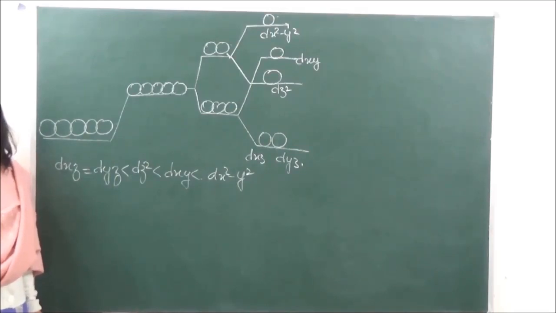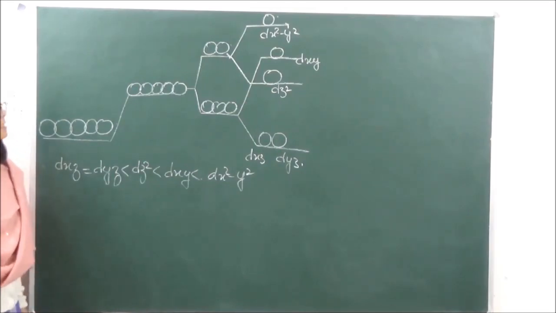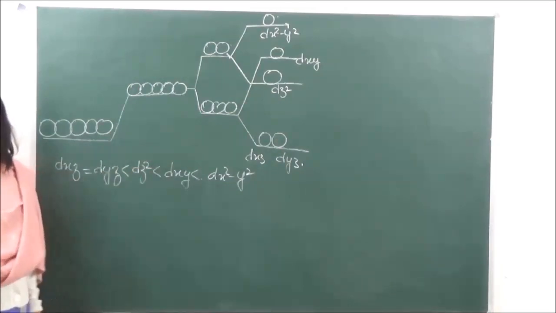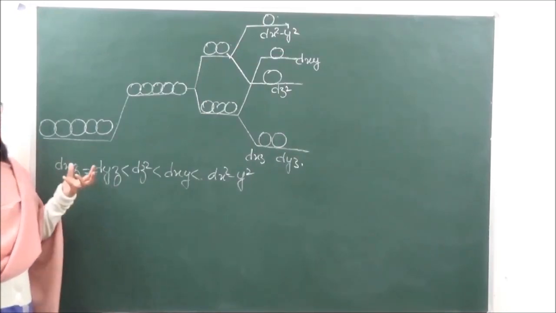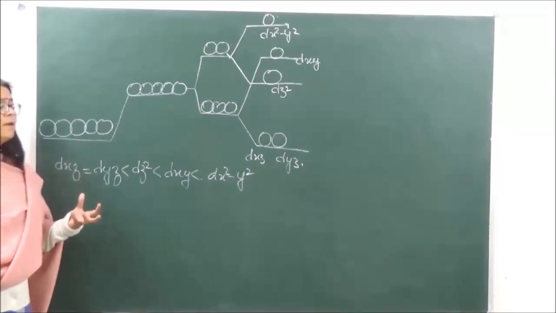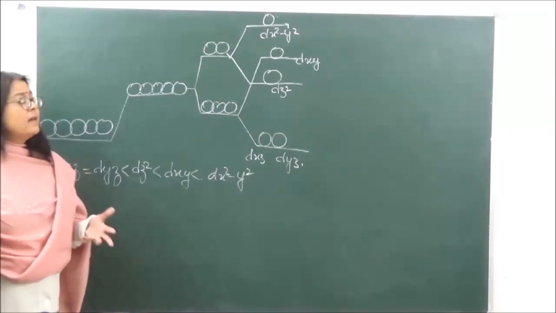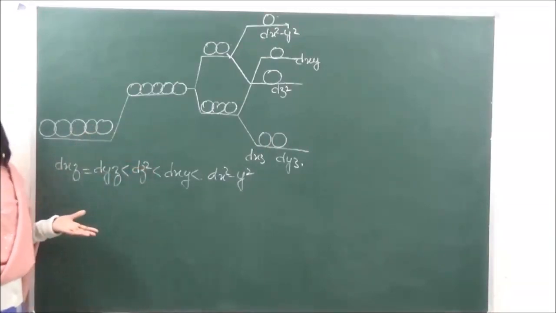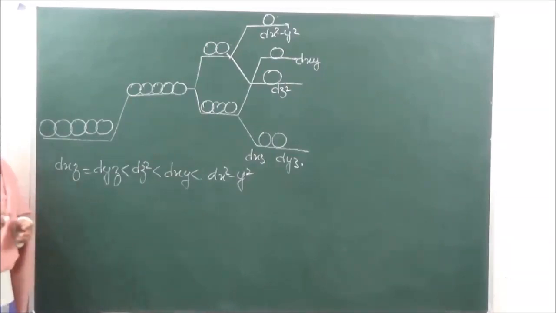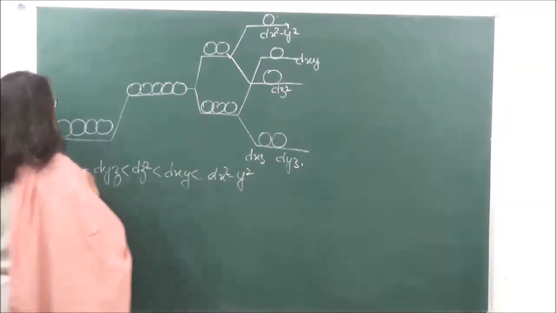That is why this is happening in case of dxy, dxz and dyz: these are not going to be affected at all by the electrostatic field of the ligands. That is why their energy is the lowest. How much any one d orbital is affected by the approach of ligands, on that basis the splitting takes place. Clear? Then we come to another important concept, the spectrochemical series.